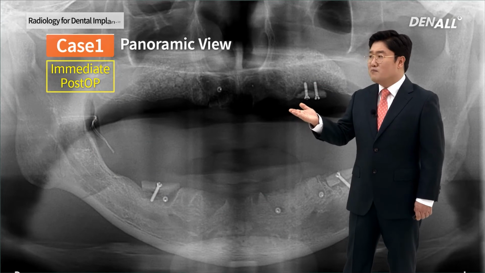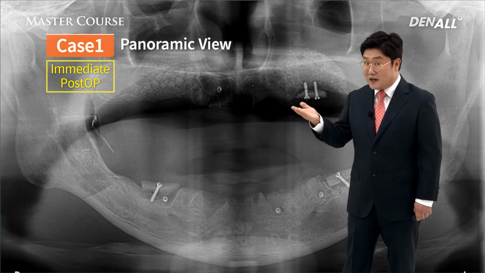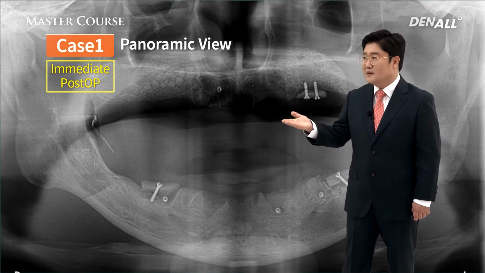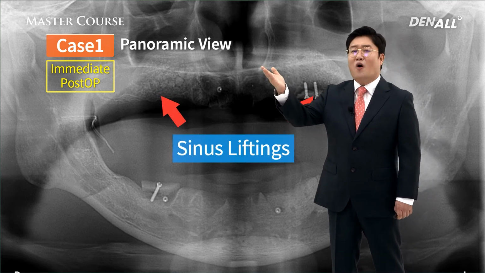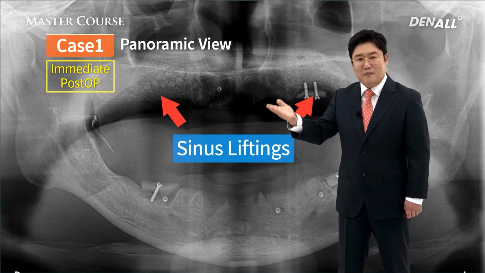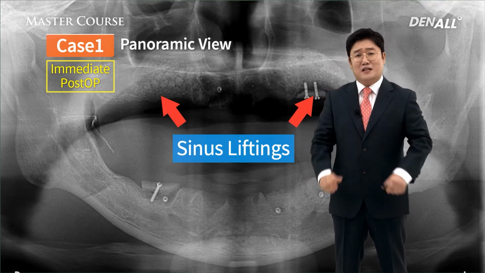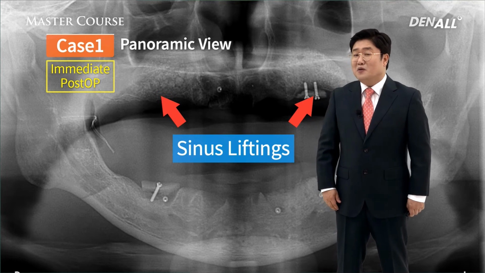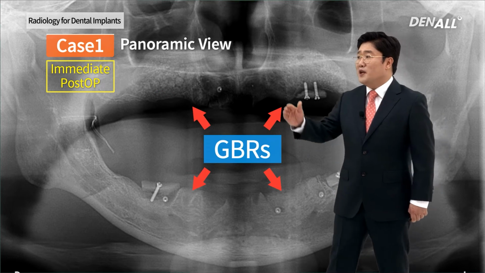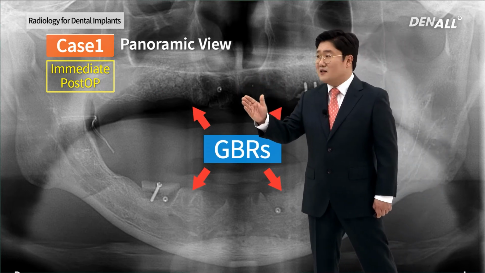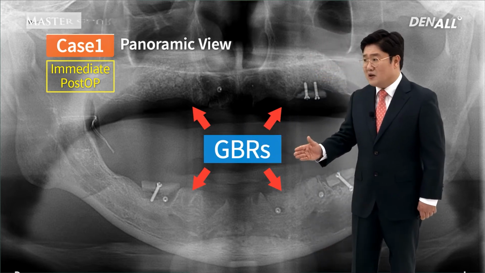Post-op picture looks like something has changed. Let's look at what has changed. First, large-scale bilateral sinus lifting has been done because the patient had very thin residual bone at the upper posterior areas. After extraction, where implants will be placed in the future, GBR, guided bone regeneration procedure, was done.